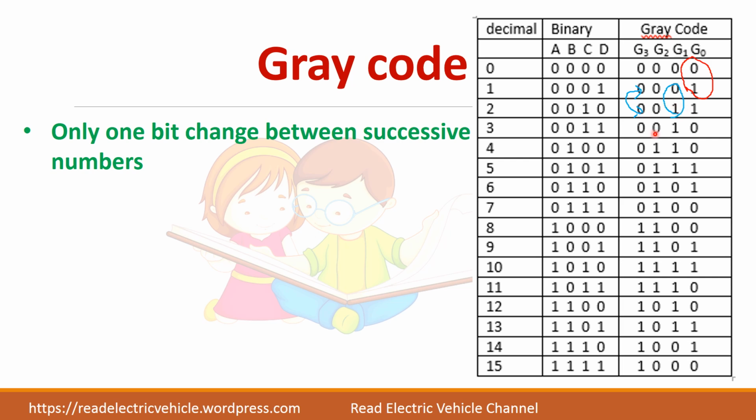If you take the next number, here the first 3 bits remain the same. Only this particular fourth bit is changed from 1 to 0. So in this way, gray code allows only one bit change between successive numbers.